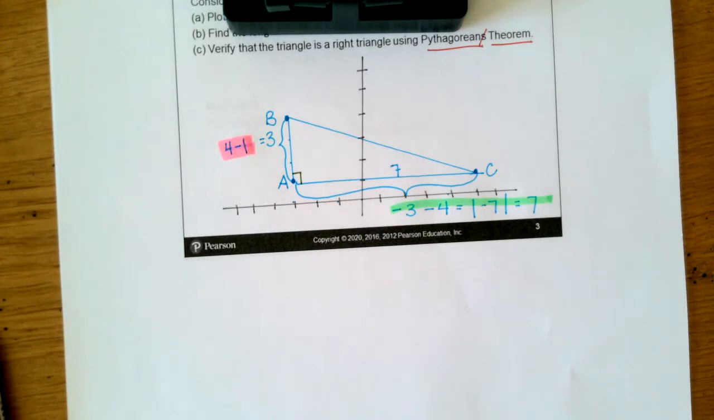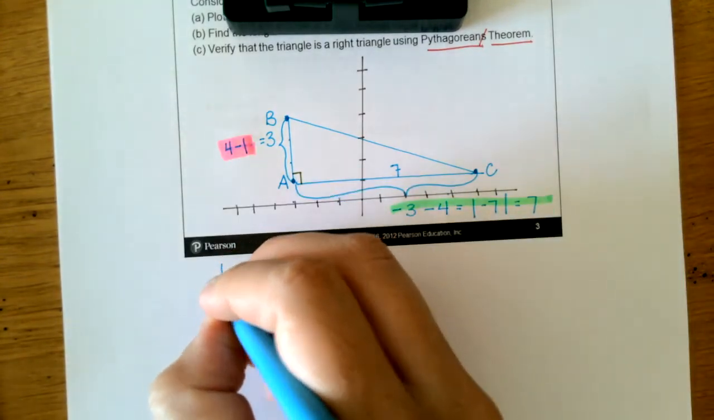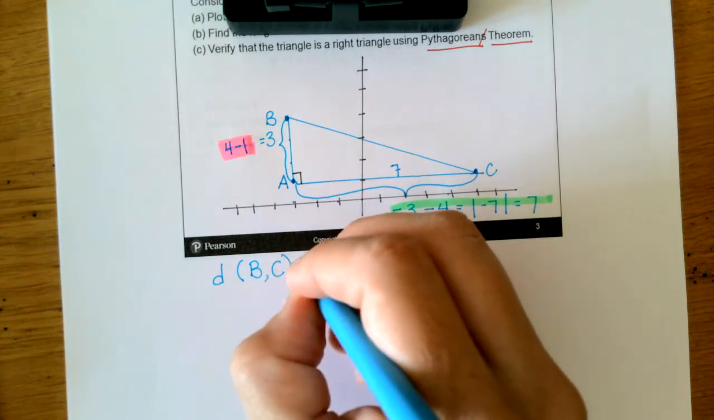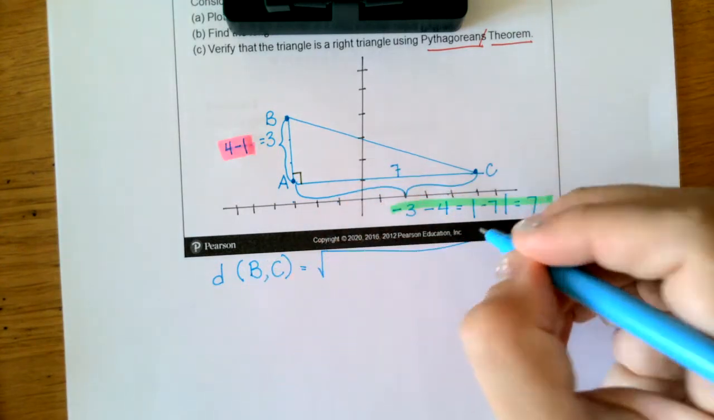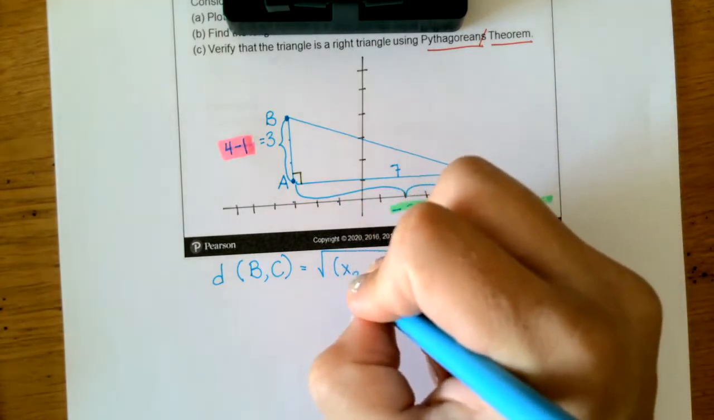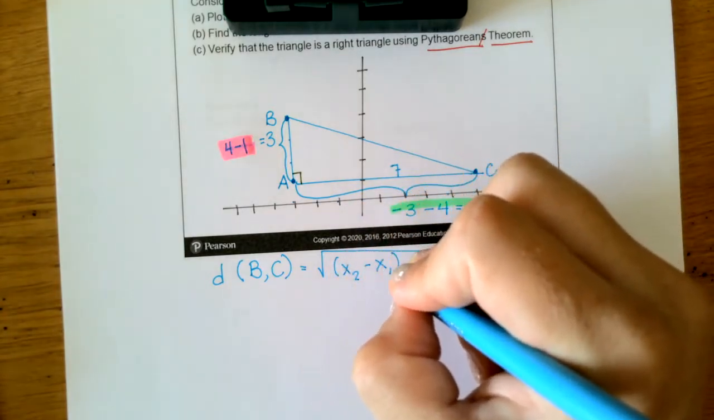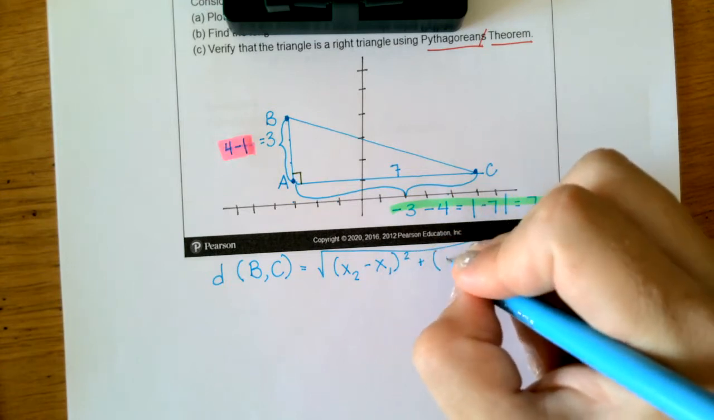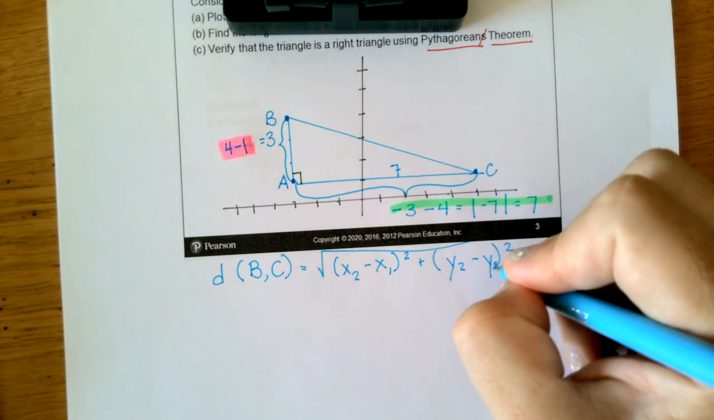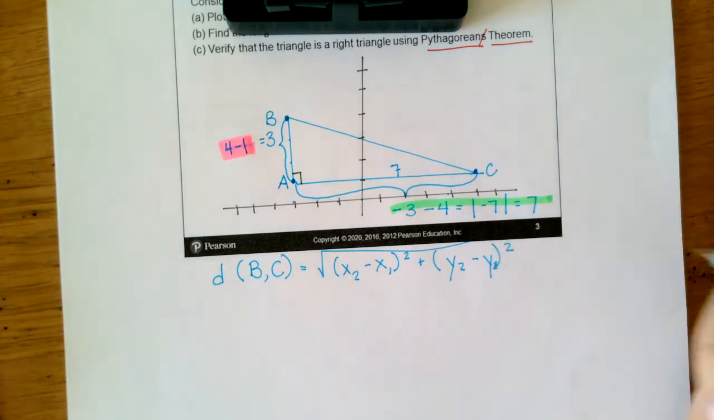B and C, the points. So we want the distance BC, which is the square root of (x2 minus x1) squared plus (y2 minus y1) squared. Oops, that should be a 1.